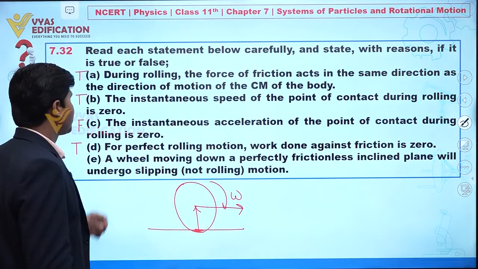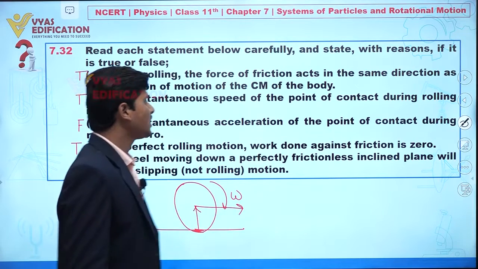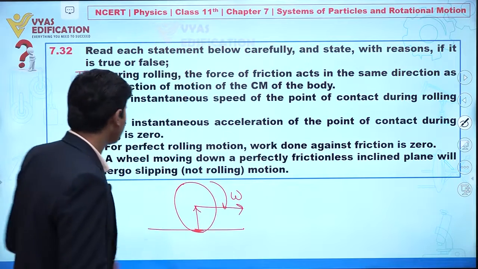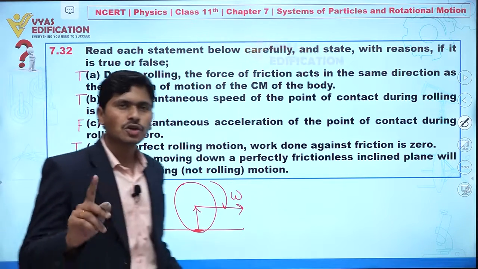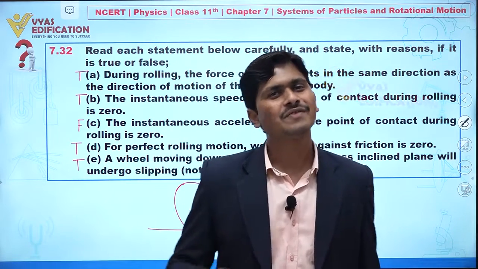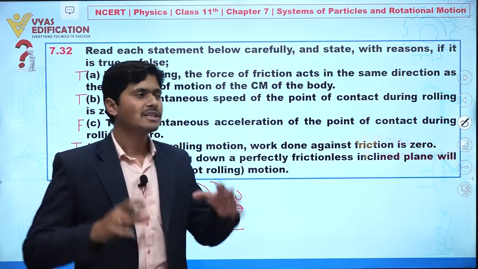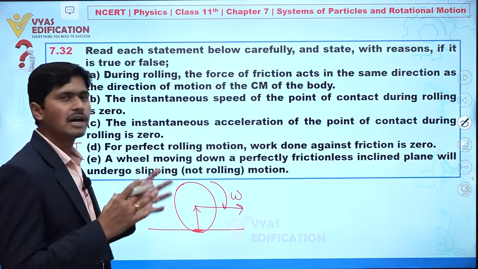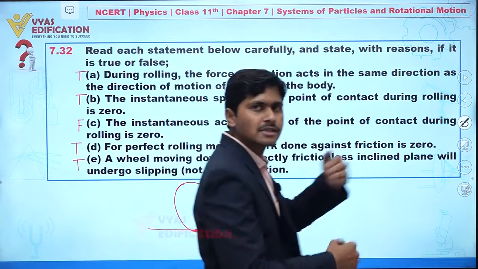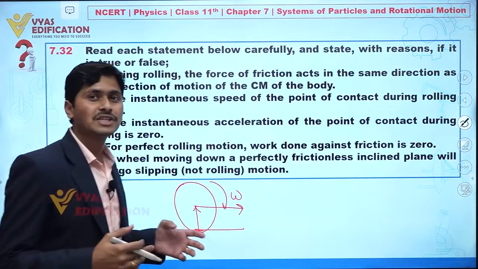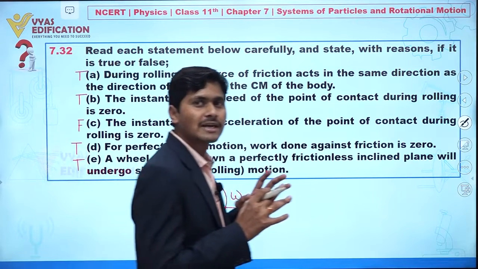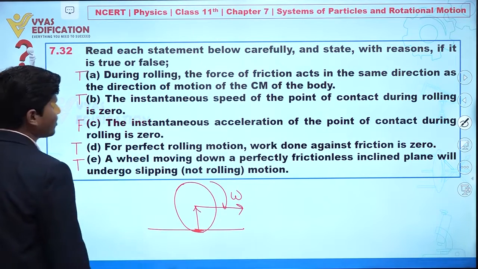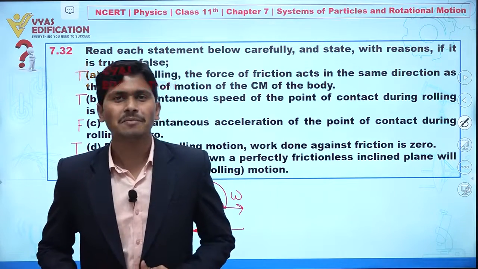Clear? Last one. A wheel moving down a perfectly frictionless inclined plane undergoes slipping, not rolling motion. This is also correct. Why? Because rolling is possible only due to friction. When friction is absent, definitely we can say the body just skids. Let's suppose we have a rough surface and a ball, then the ball will move like this. Clear? But if I have a frictionless surface, the ball will move directly like this. It only skids. Clear? So directly we can say this statement is also true. So this is all about this question.